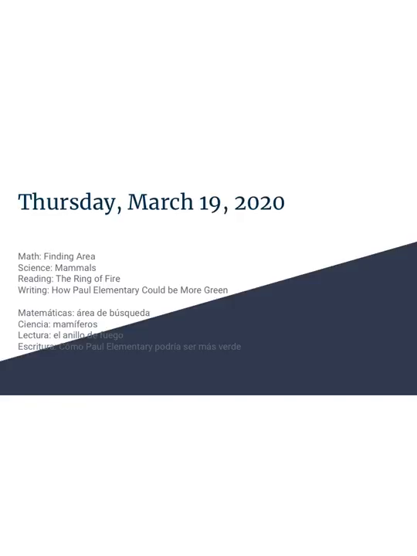So right here, what you're looking at is our agenda, which is just a schedule of things we're going to be doing today. I know it looks like a lot, but we've got English and Spanish there so that everyone can follow along. Today we're going to be talking about finding area in math. This is something we've gone over and we're just reviewing today. Science, we're going to be talking about mammals. Reading, we're going to be reading an article about the Ring of Fire. And in writing, we're going to continue to work on our How Paul Elementary Could Be More Green.